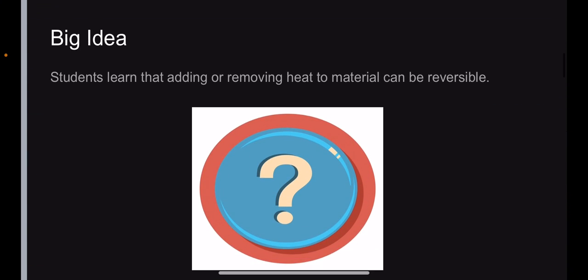The big idea: students will learn that adding or removing heat to a material can be reversible. For this lesson, we're talking about reversible changes. For the next lesson, you'll be talking about irreversible changes.